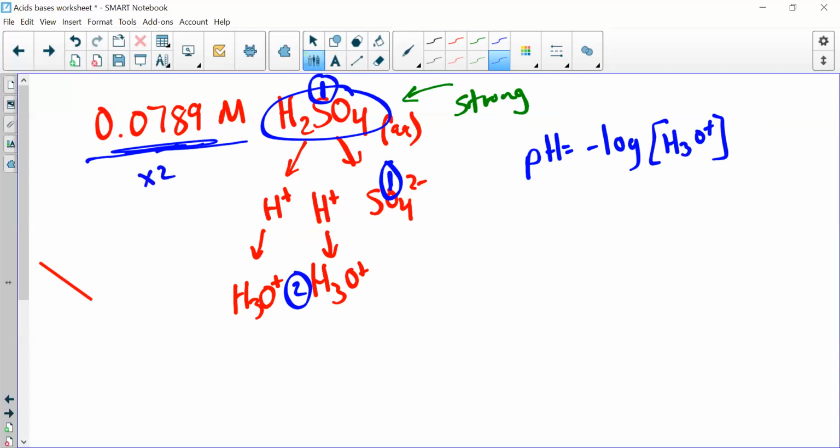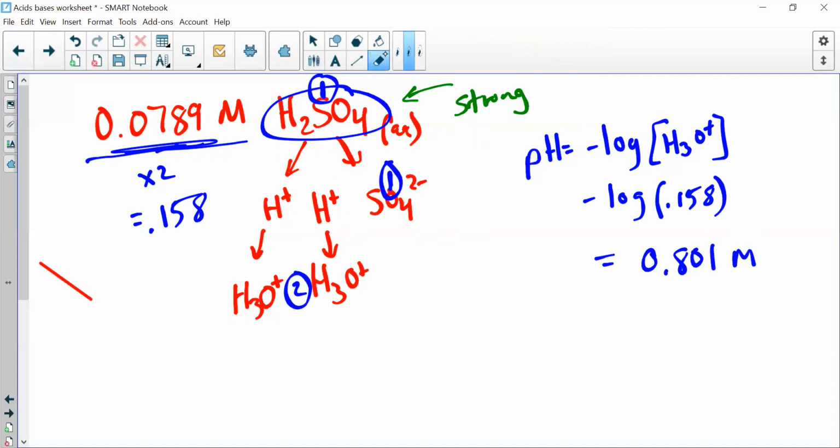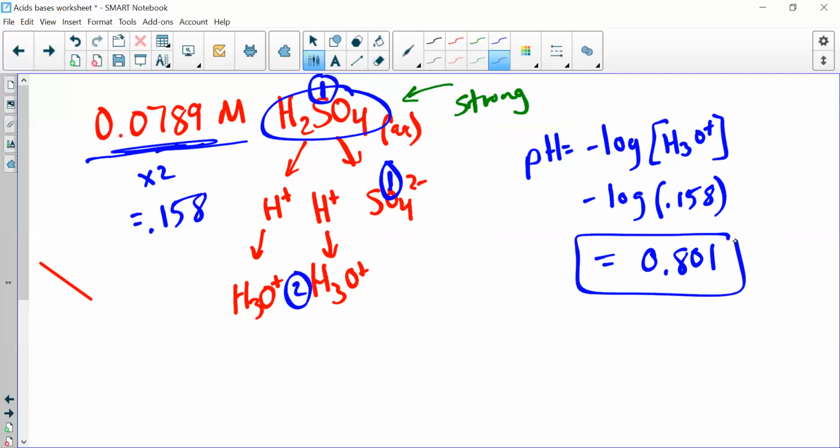So if I go times 2, that's going to give me 0.0789 times 2, 0.158. And that is actually going to be my concentration of hydronium. So negative log of 0.158, which gives me, with 3 sig figs, 0.801. Oh, I put an M for molar. That is not correct. pH is just a number, no unit. It's my pH. Notice we are less than 1. 1 means nothing in terms of pH. It's not like a boundary or anything.